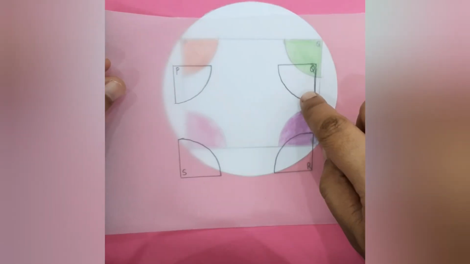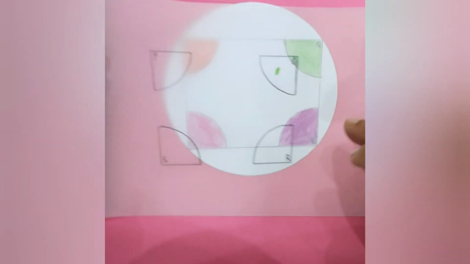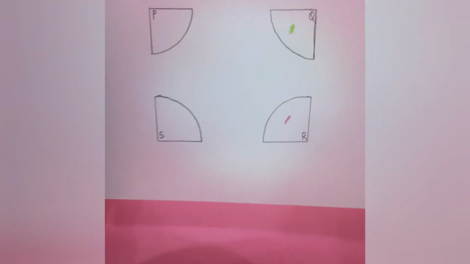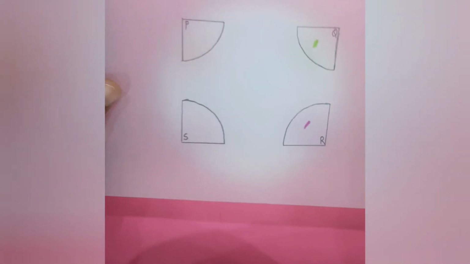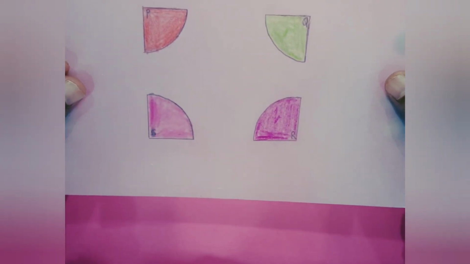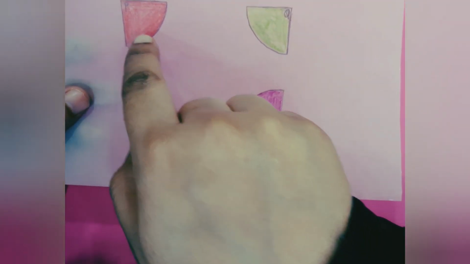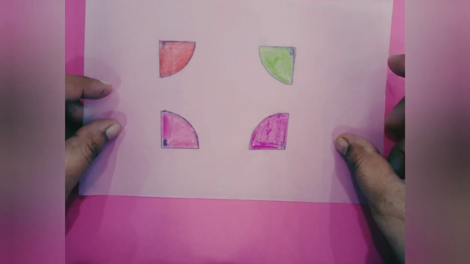Since Q was green in color, I will be coloring it green over here, and similarly R was of a different color, so I will be using the same color, and accordingly I will color these 4 angles that I have. Now I have just colored the 4 angles that I had traced from the cyclic quadrilateral. Now the next step is to cut all these 4 angles. After cutting these 4 angles, I will be checking whether the opposite angles are supplementary or not.